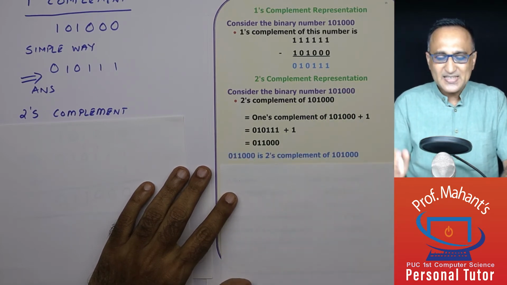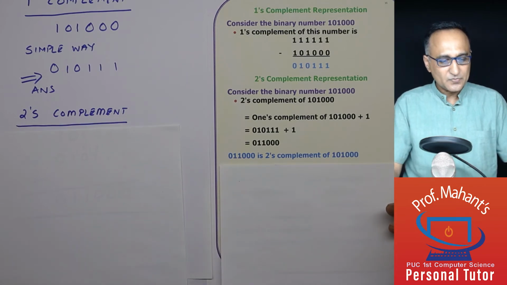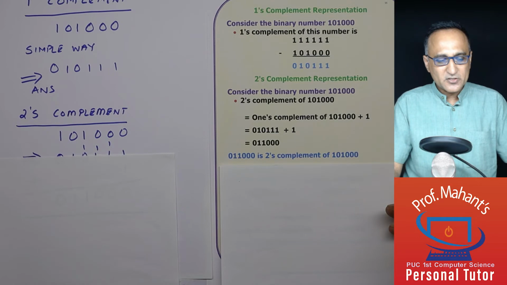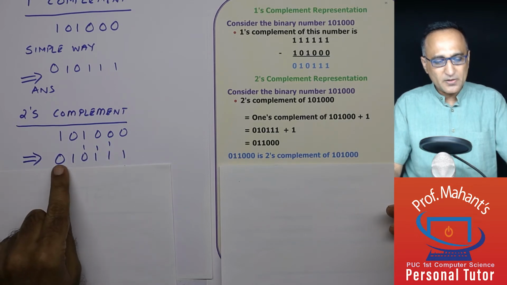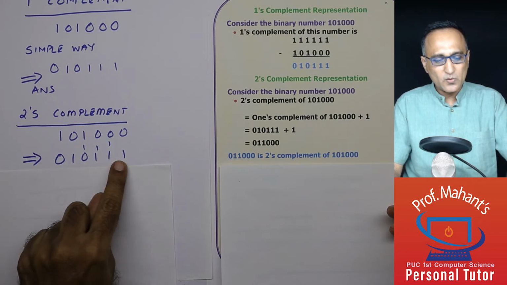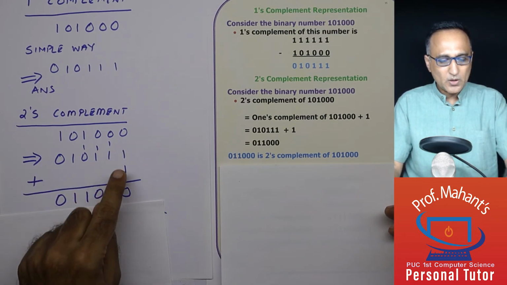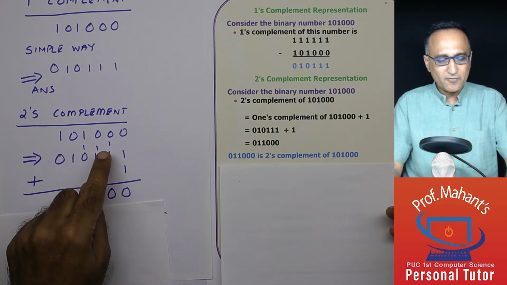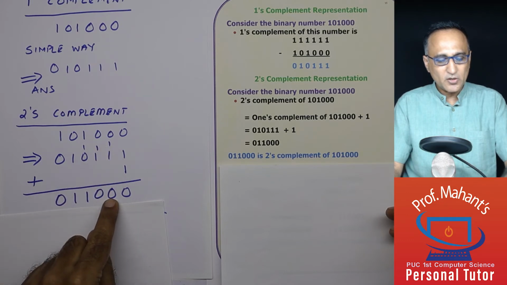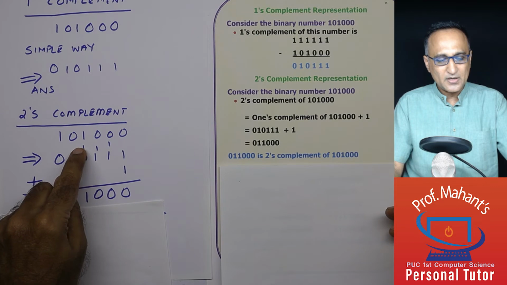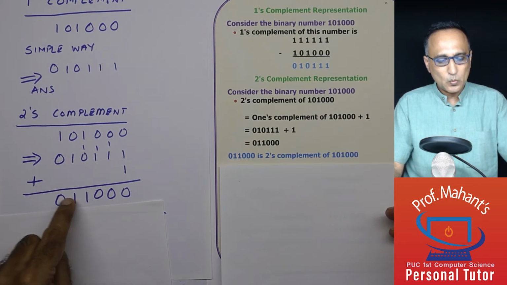Now, this is the answer. Let's see how we did it. So this was the original number. We first found out the ones complement. Ones complement was 0, 1, 0, 1, 1, 1. Now we need to add 1 to it. So 1 plus 1, 0 with a carry of 1. 1 plus 1, 0 with a carry of 1. 1 plus 1, 0 with a carry of 1. 1 plus 0, 1. 1, 0.